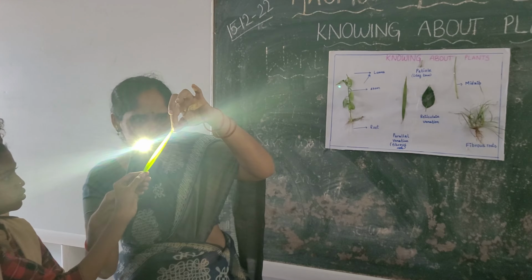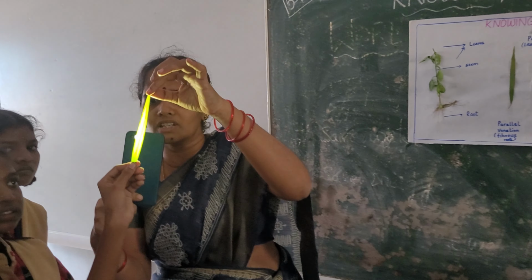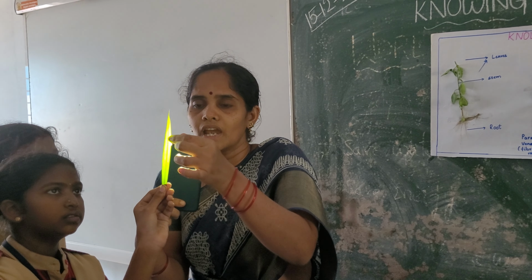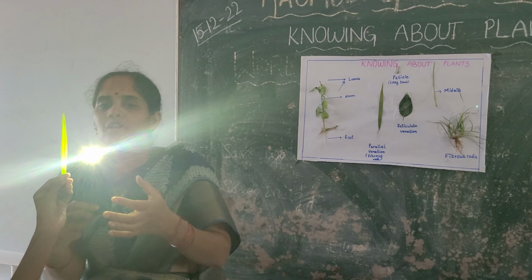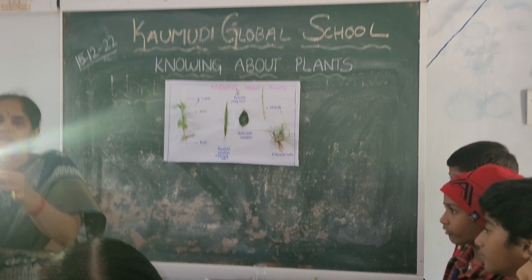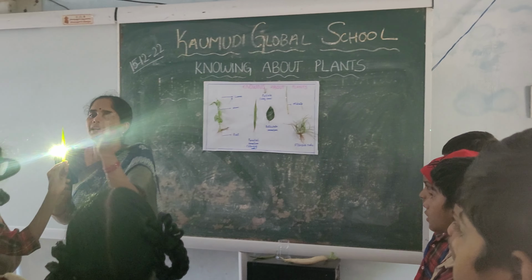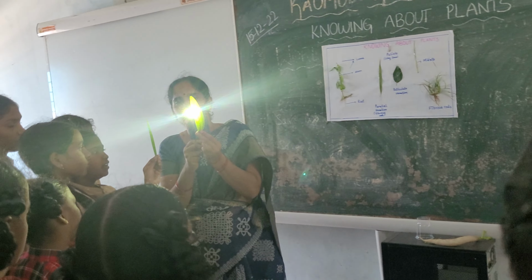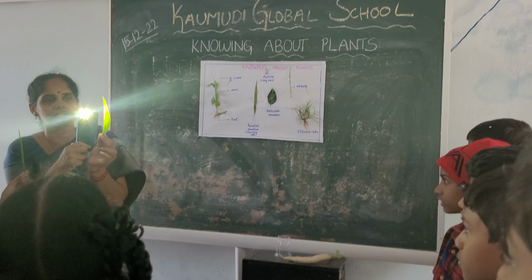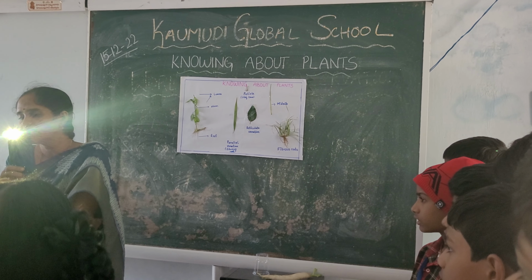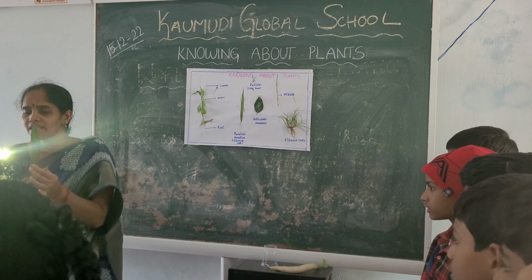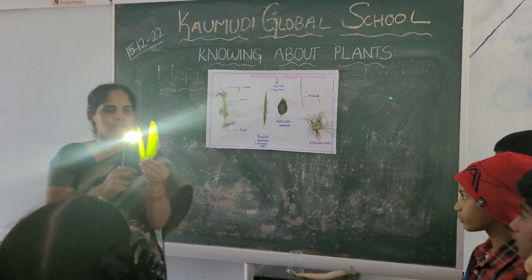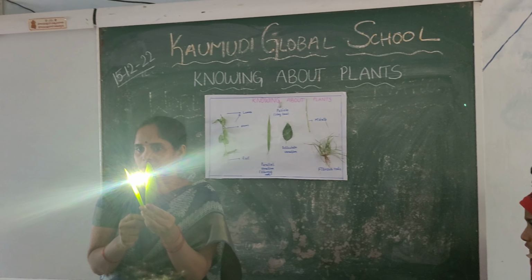Can you see it? Yes, line-like structures. All these are like parallel lines, straight lines. So here veins are arranged in the form of parallel lines. Such arrangement of veins is called parallel venation. This is reticulate venation. Can you see the small finer divisions, veins and veinlets in this? This is reticulate venation and this is parallel venation. Understand? Yes, ma'am.